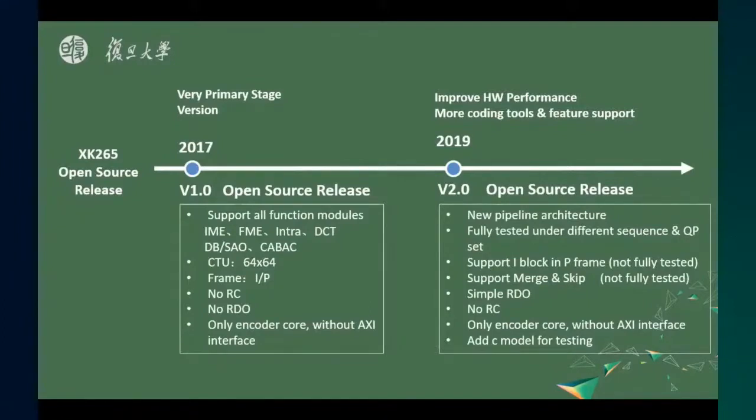Here we also support I frame and P frame, and support I block in P frames, and also support merge and skip. But these two parts are not fully tested. And here we integrated a simple audio engine in the IP cores. There is also no rate control supported in this open source release, and only encoder cores without an AXI interface. And here we provided C models for testing and comparing the model and the RTL results.